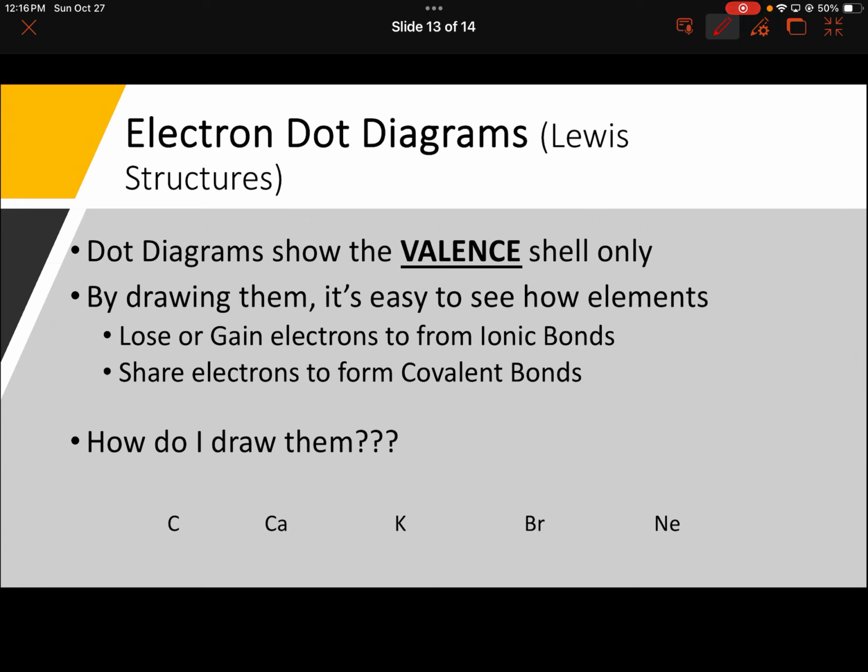So if I go back here, I've got some examples down on the bottom. If I look at carbon, carbon has 4 valence electrons. 1, 2, 3, 4. Calcium has 2, 1, 2. Potassium has 1, 1. And now you go ahead and give bromine and neon a try.